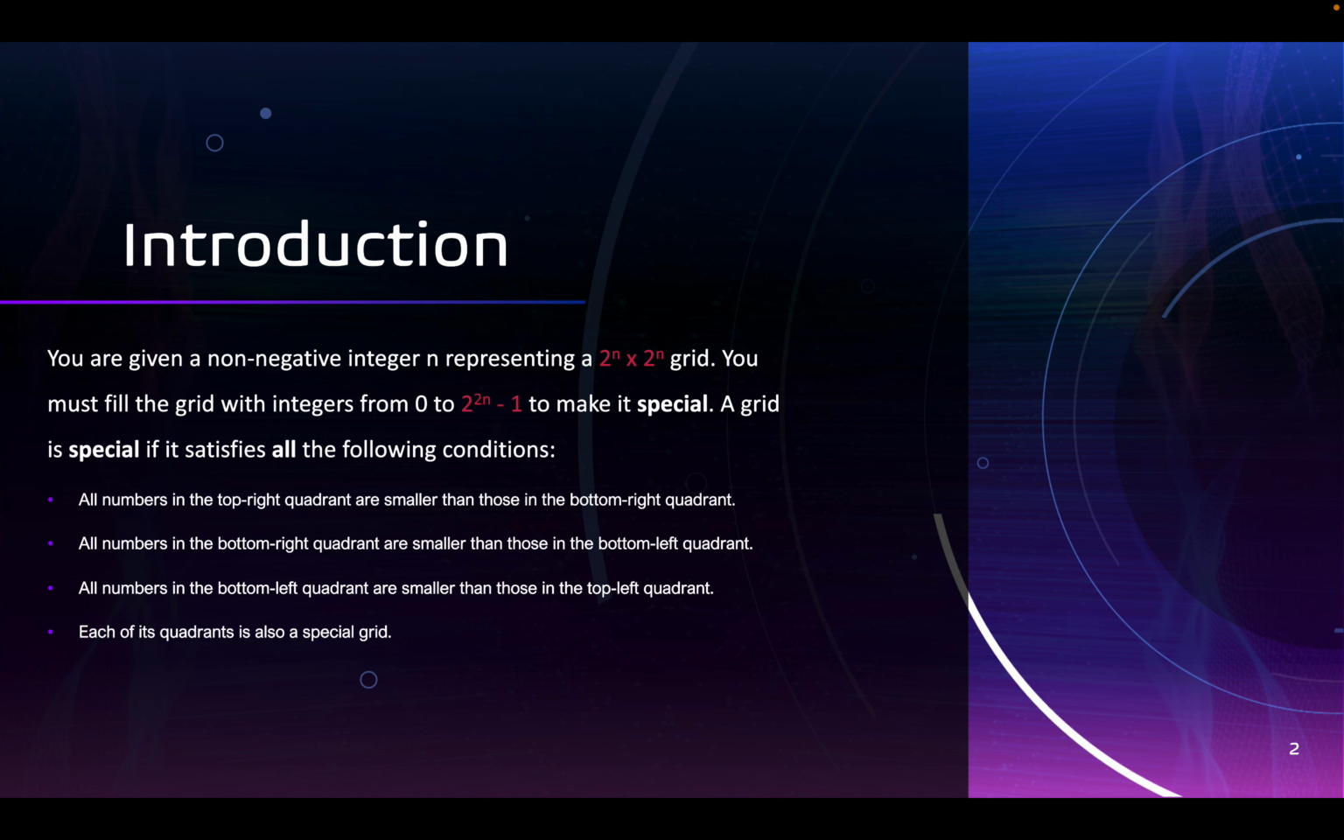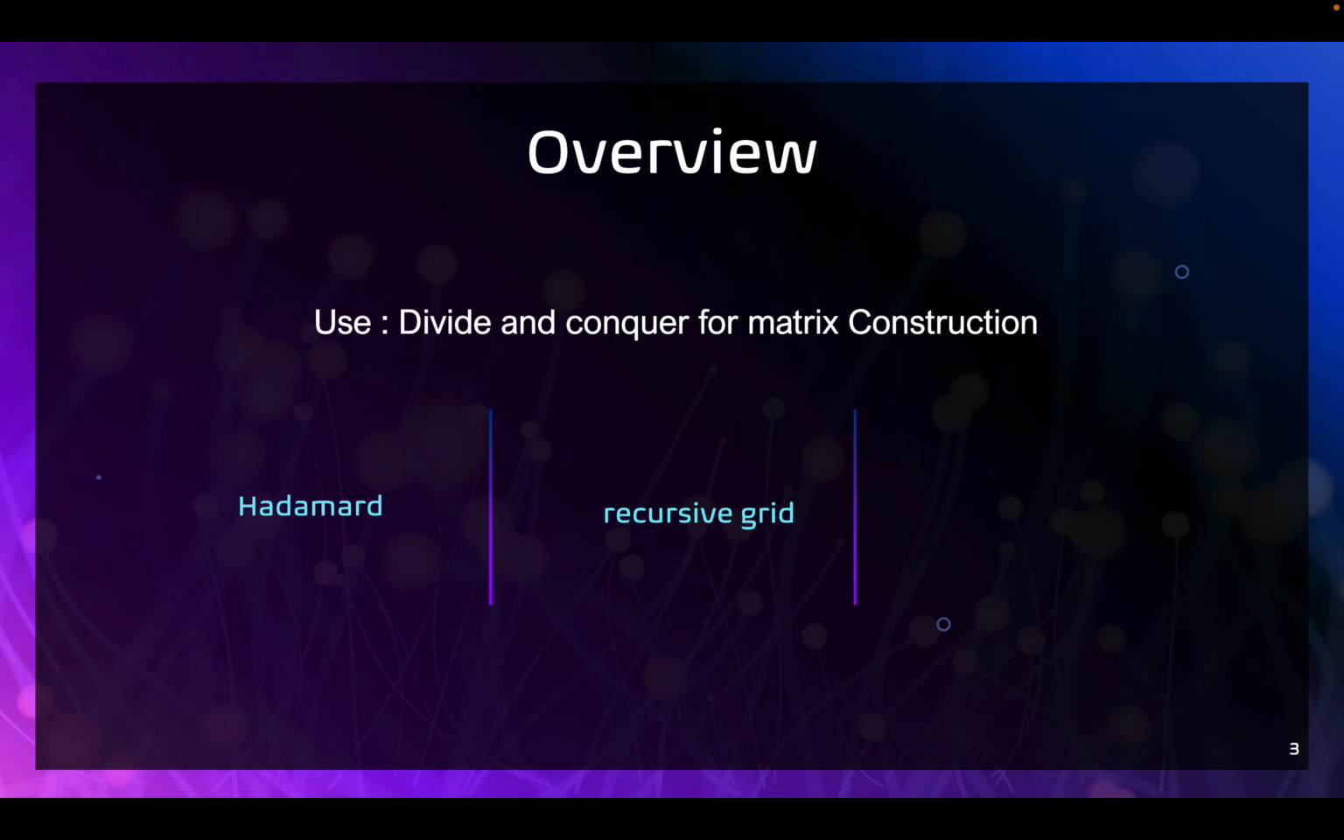What is the rule of this question? You can see that all numbers in the top right quadrant are smaller than those in the bottom right quadrant, and all numbers in the bottom right quadrant are smaller than those in the bottom left quadrant, and all numbers in the bottom left quadrant are smaller than those in the top left quadrant. Each of its quadrants is also a special grid. So step by step we go to the details of using these techniques, and then we can see our code.